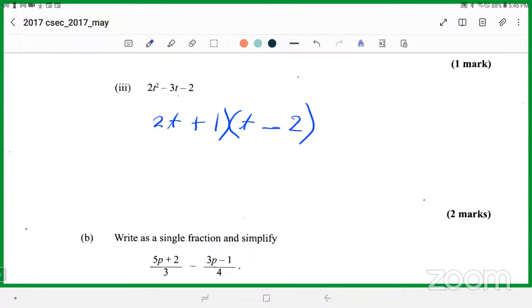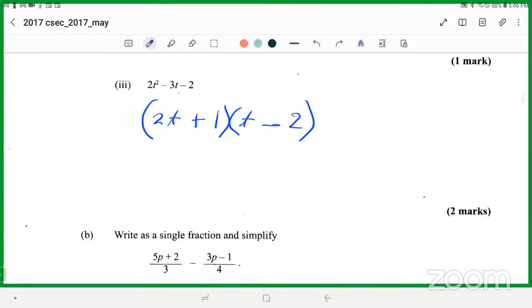You have to practice and learn to do them this way, especially when the values are prime. When the n values are prime, there's no need for the lengthy process. And the only factors of 2t squared, as I said, are 2t and t. The only factors of this 2 are 1 and 2. You get me? So those are the only values that can appear in this factorization. All right? So that is that.